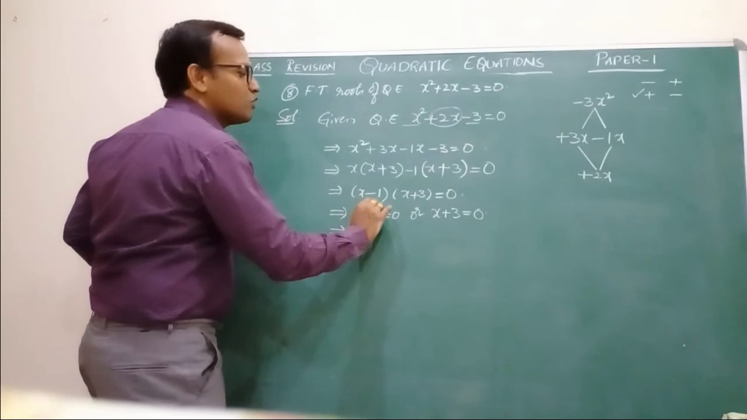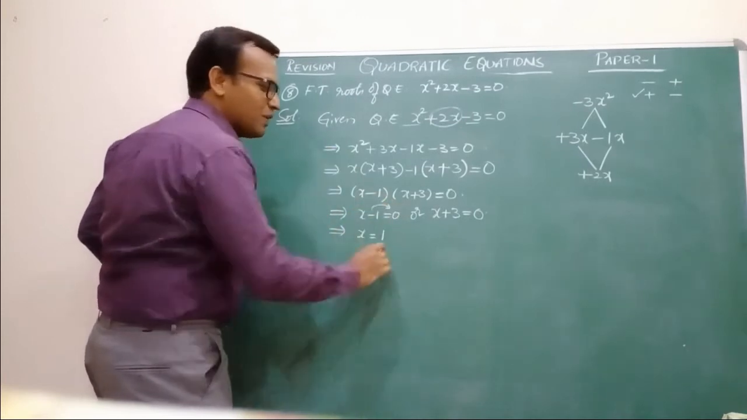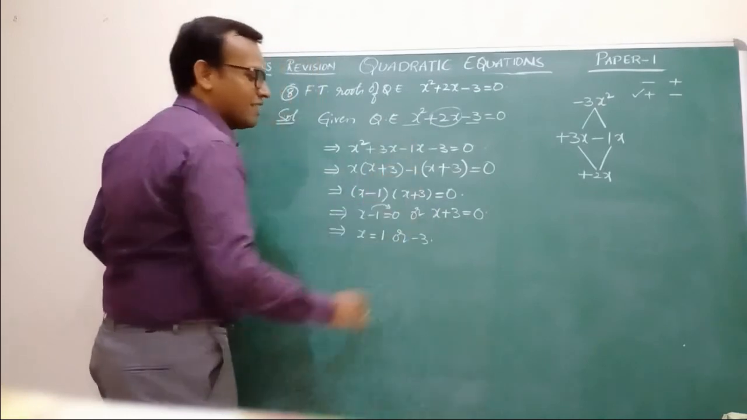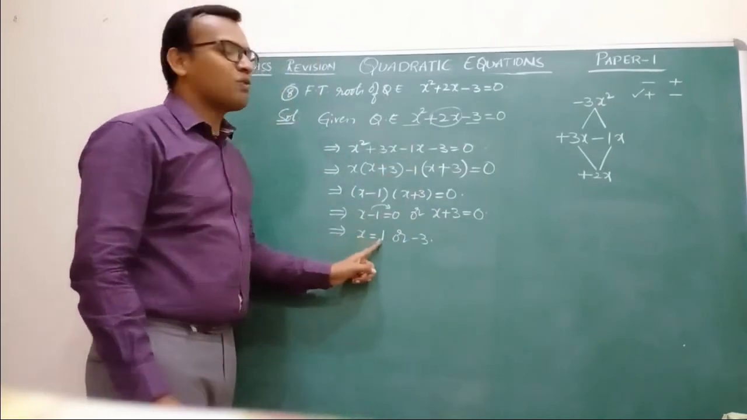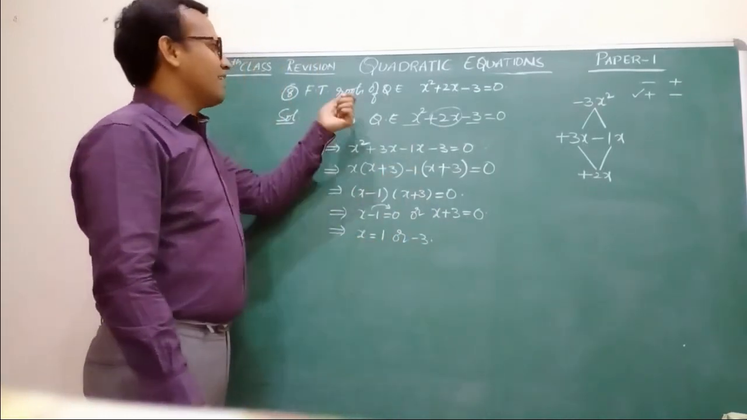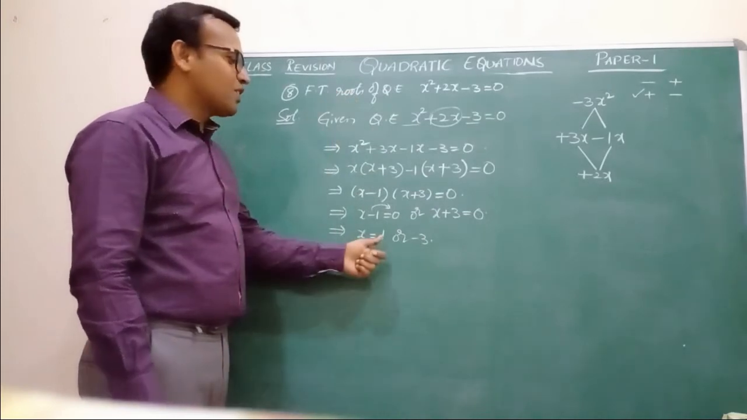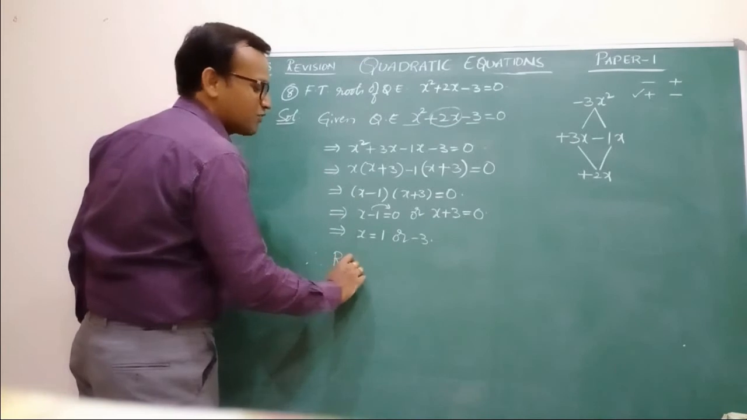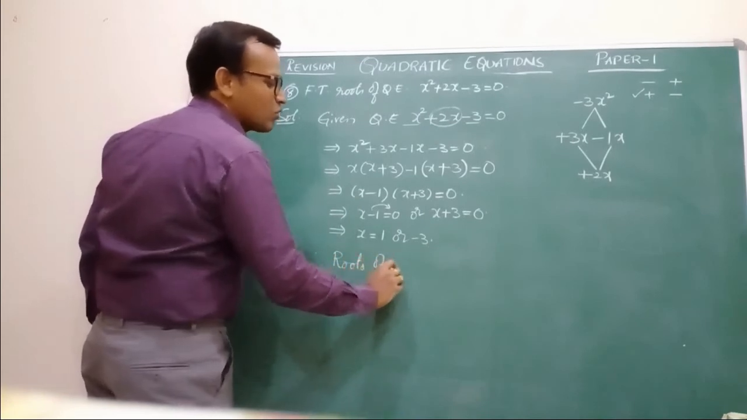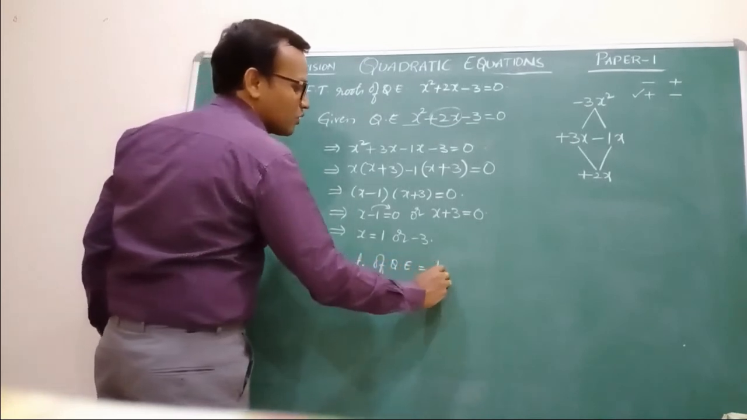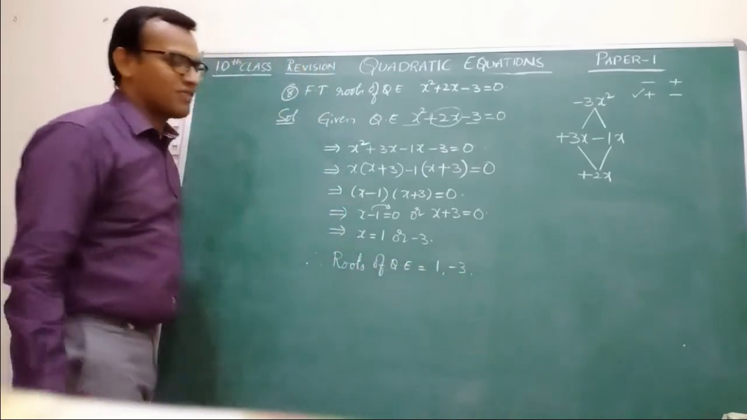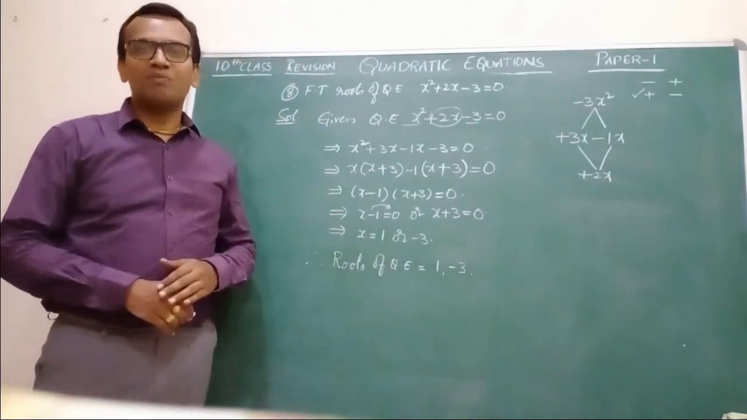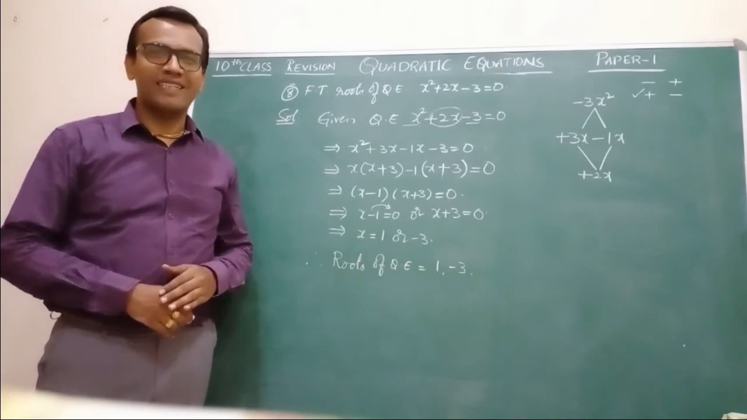X is equal to minus 1, outside it is plus 1, or if plus 3 goes outside, that is minus 3. So the values of x are 1 or minus 3. Then the roots of the quadratic equation are 1 or minus 3. Therefore, the roots of the quadratic equation are 1 and minus 3. So this is the factorization method to find the roots of the quadratic equation.